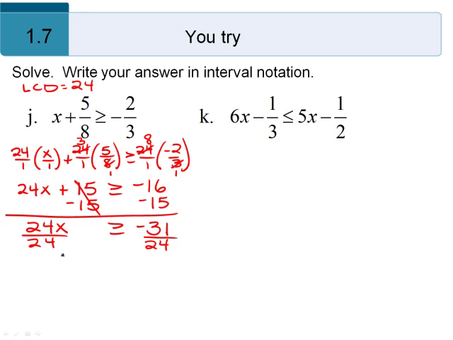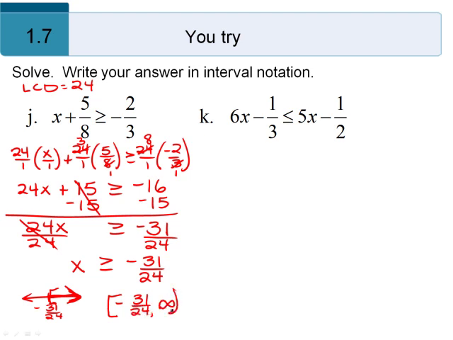Do not change the signs because we didn't divide by a negative, so the inequality stays the same, greater than or equal to negative 31 over 24. And you can just leave that as an improper fraction because nothing divides into it. All right, so greater than or equal to, here's negative 31 over 24, greater than or equal to the right, with a bracket. So your interval starts at negative 31 over 24 and goes to infinity.